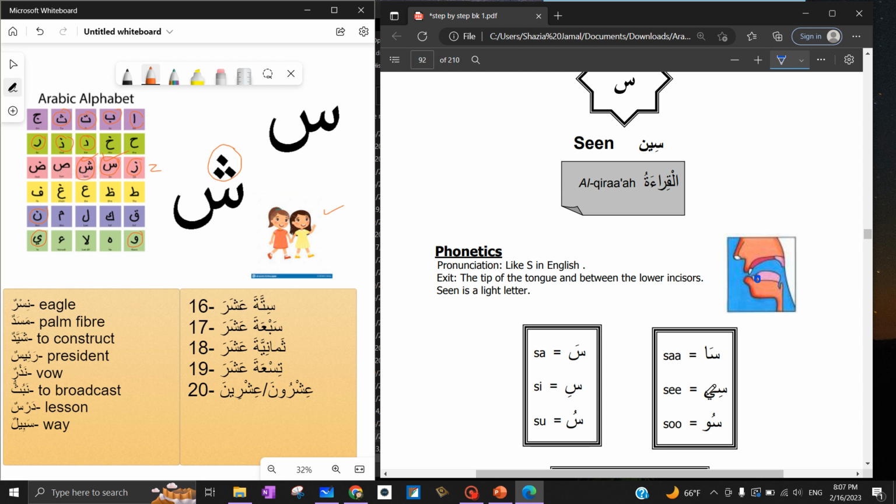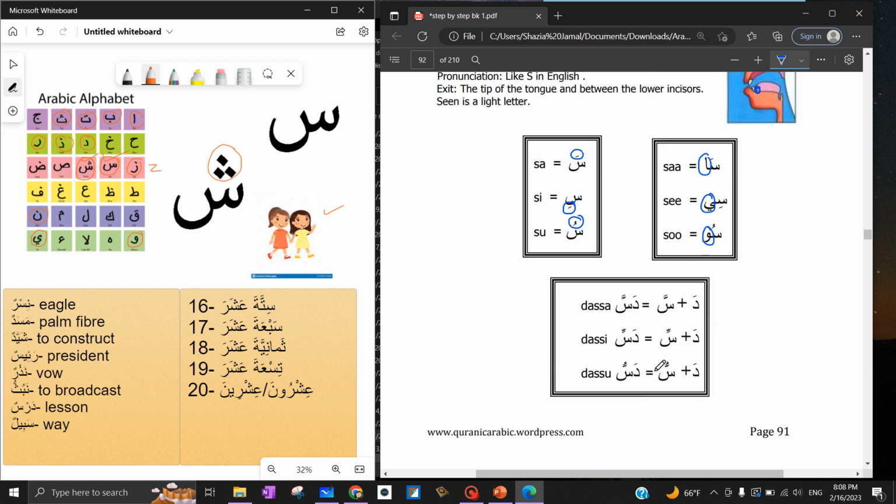So here you can see seen, fatha, alif with long vowel. Here they are showing all the 6 vowels. 6 vowels means the harakas and the vowel letters. 3 are the signs, the harakas, and 3 are the letters. So altogether there are 6. So seen is with alif, sa, ya, si, and wow, su, and with the short vowels here. So let's move on. And now seen is with shadda and with all the short vowels, fatha, kasra, and dhamma.